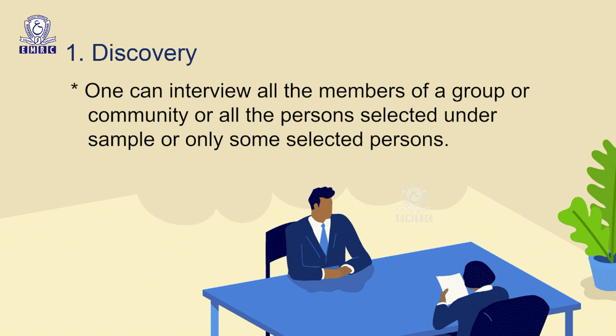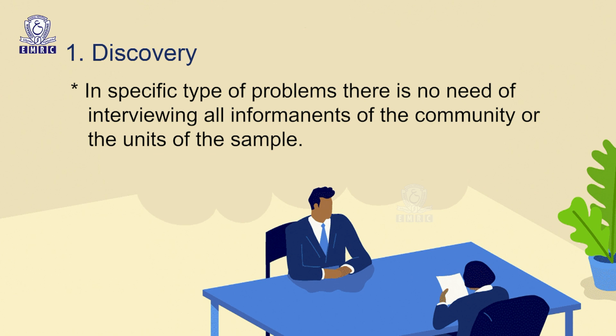One can interview all the members of a group or community, or all the persons selected under sample, or only some selected persons. In specific types of problems, there is no need of interviewing all informants of the community or the units of the sample. Interviewing a few experienced people may provide sufficient information. Example, a labor leader or an inspector can give sufficient information in relation to problems faced by both laborers and administrative personnel in running of a factory.